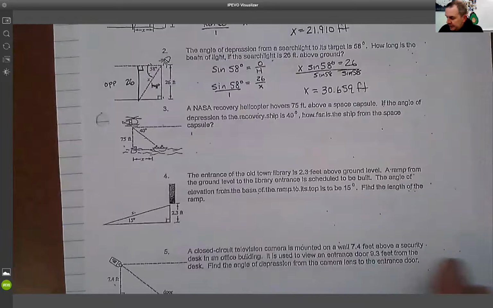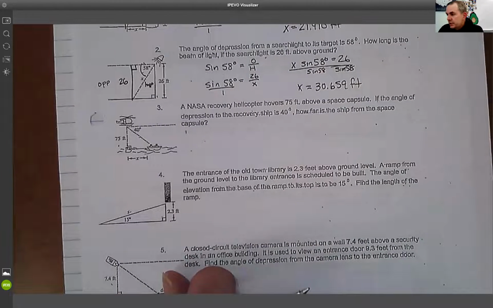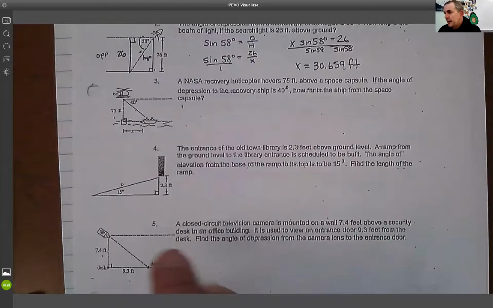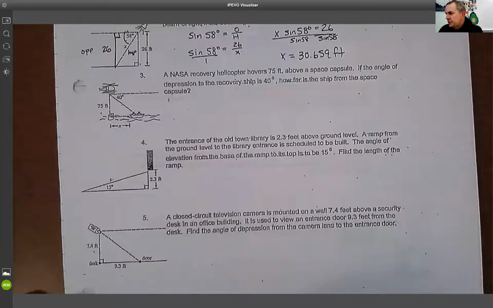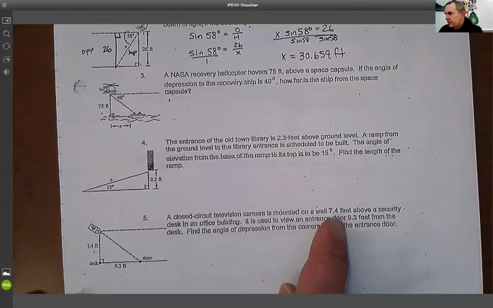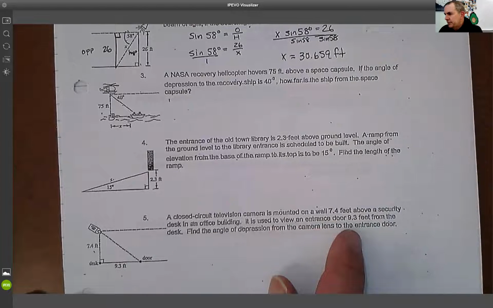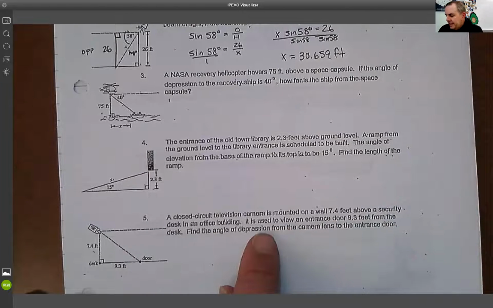Which one do I want to deal with? This one. Let's do this one down here, number 5. A closed circuit television is mounted on a wall 7.4 feet above a security desk in an office building. It is used to view an entrance door 9.3 feet from the desk. Find the angle of depression.